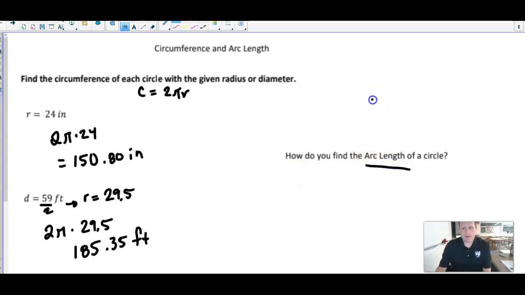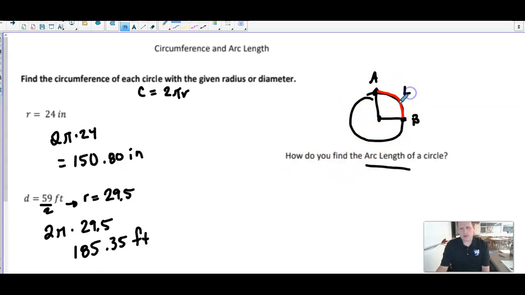Arc length, if I have a circle here, is the distance for part of the circle. I'm going to say this point A here and this point B here, and I want the arc length, or the distance of that arc right there, the one in red. That's essentially asking for a part or piece of the whole circumference.